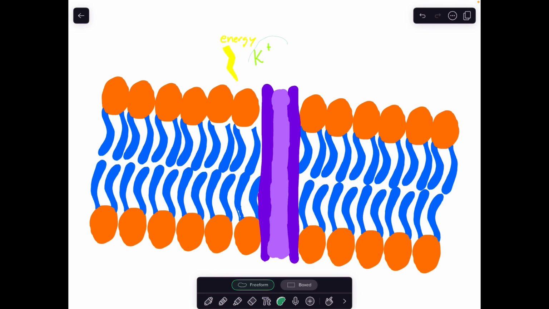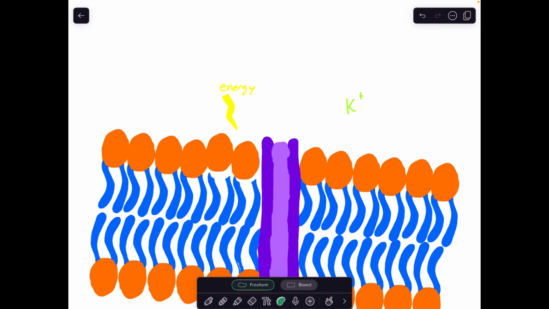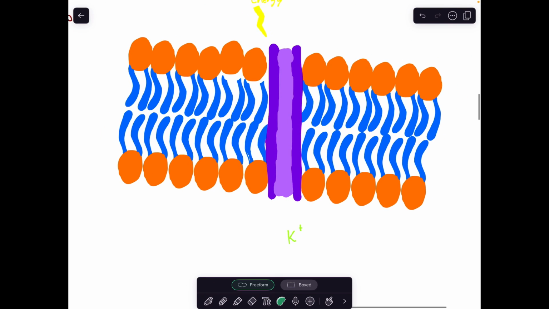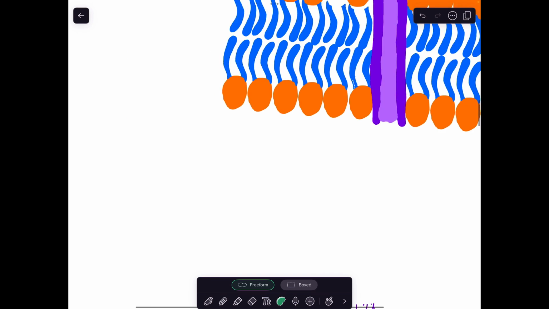In this one, we're just going to use potassium as the example. So here we have energy. Let's say this energy is being applied to this protein, therefore making it active transport, and then this potassium is going to flow through here to the other side. Now, where we see this is when something is trying to travel against the concentration gradient.